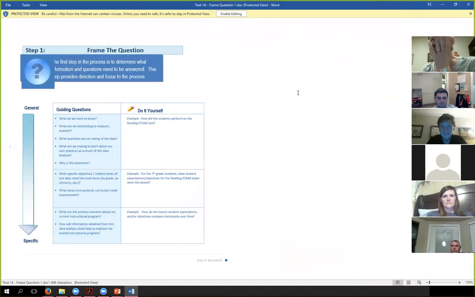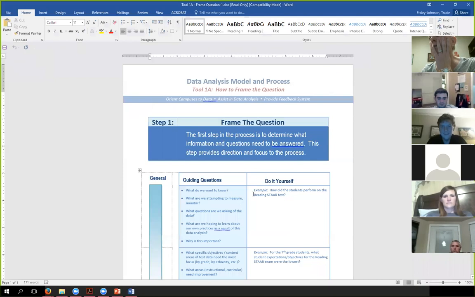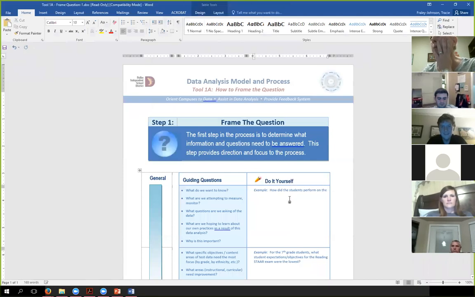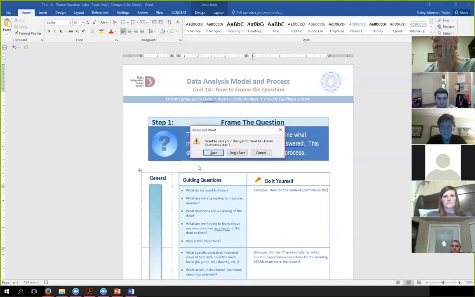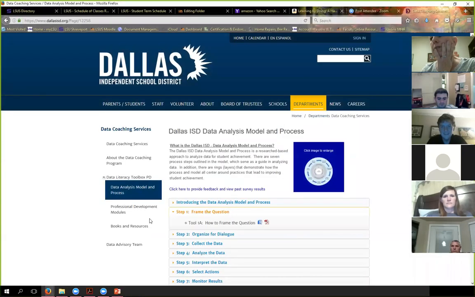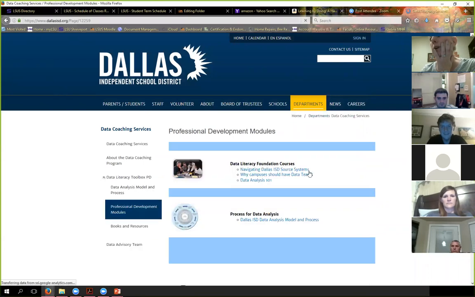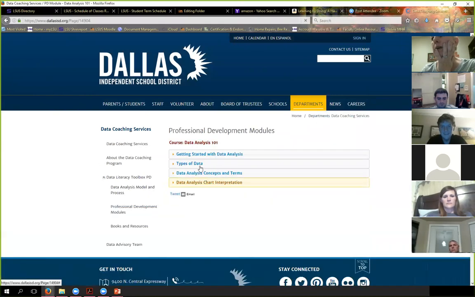There we go. Here's the tool, and all you have to do is click enable editing, and you can type in it, change it, take stuff out, whatever, real simple. So that's kind of nice. Then we've also got the professional development modules here for you guys too. So it really helps to do that. So let's say Data Analysis 101. It talks about the data, the concepts, the terms, how to interpret, etc. And then, of course, you've got some books and resources.